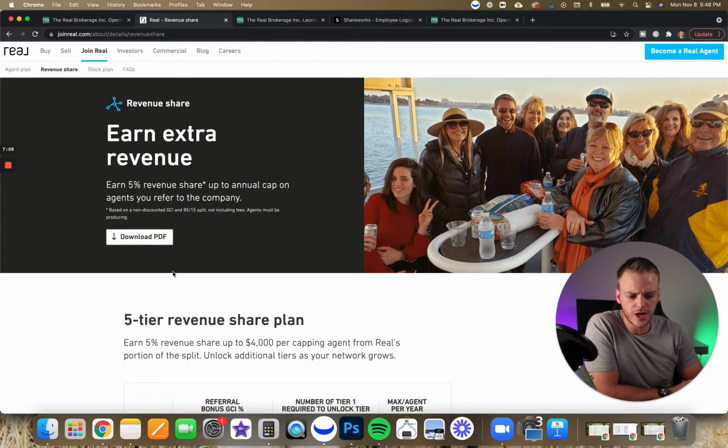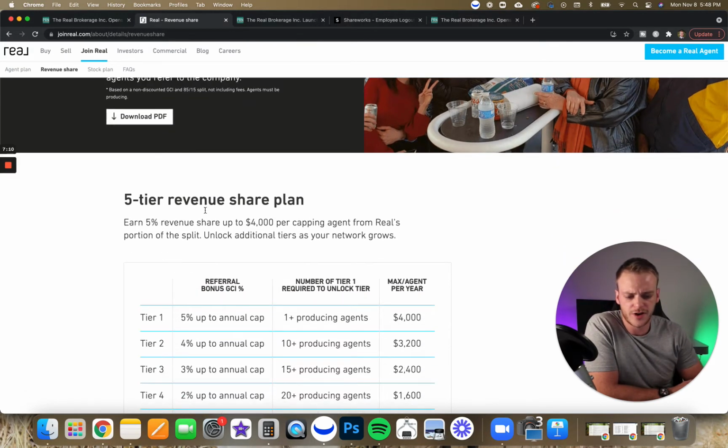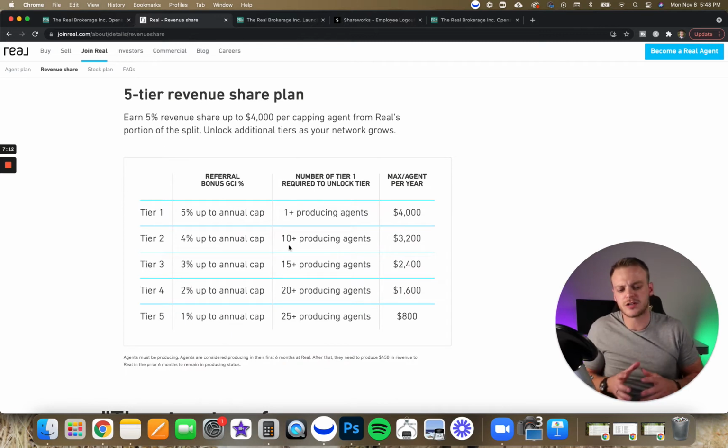You can earn extra revenue through revenue share. They have a 5-tier revenue share plan. Basically, if you attract people to the company, you are going to get a small portion of their annual cap each time they close a deal. This is kind of your reward for bringing them into the company and also helping them grow their business.